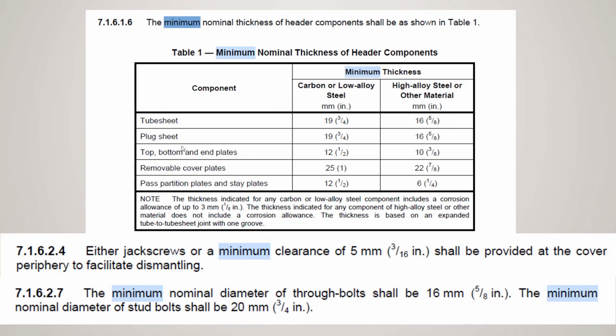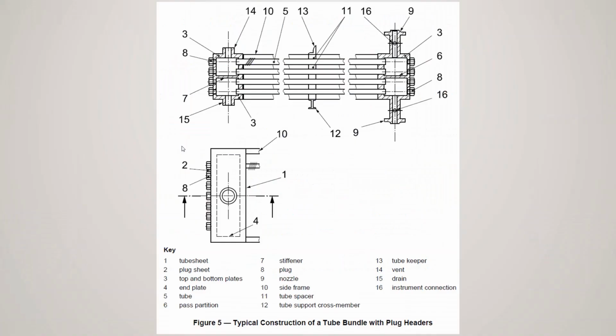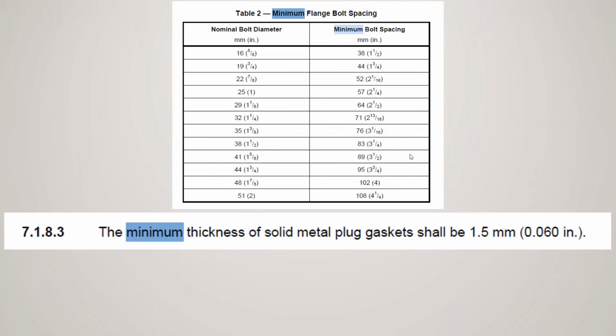And next is the nominal thickness of header components. If you do not know the header components, you can see here a typical sketch of a plug type tube bundle. This is the tube sheet, plug sheet, top and bottom plates, and in the plan view you can see the top plate, plug sheet, tube sheet, and the end plate. And this is the fin tube on the side frame.